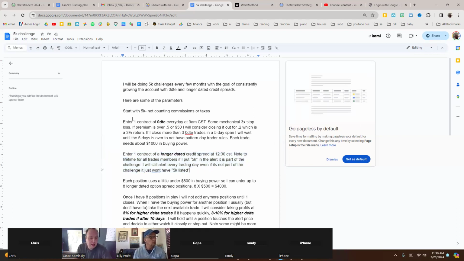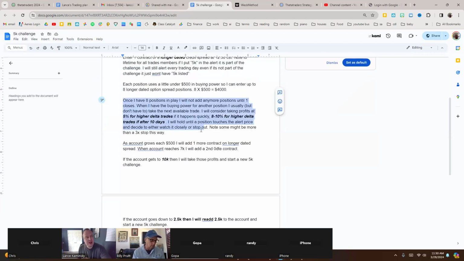By doing this, I'm using 1,000 for the 0 DTE, about 500 in the longer dated. I can do up to 8 of these. That'll make $4,000 in buying power used from the longer dated. 4,000 plus 1,000 of the 0 DTE is 5,000. That all make sense?